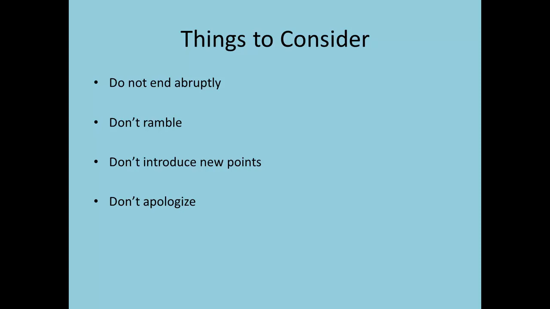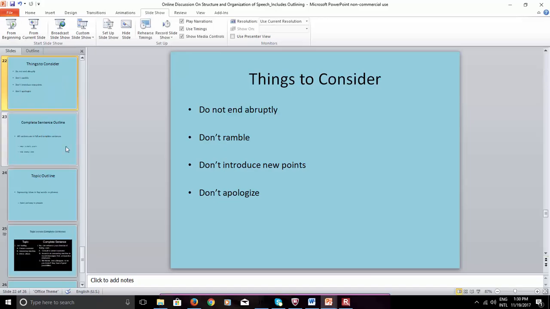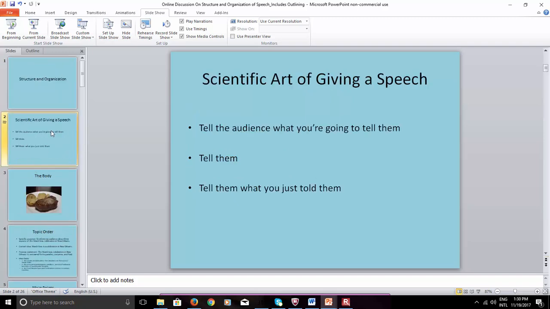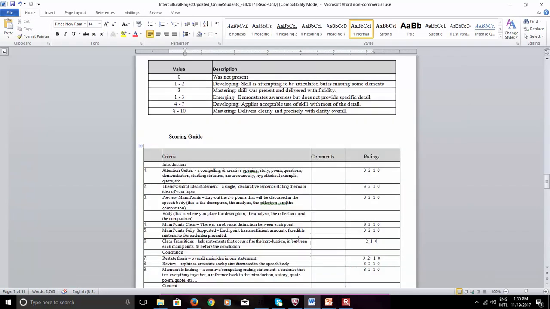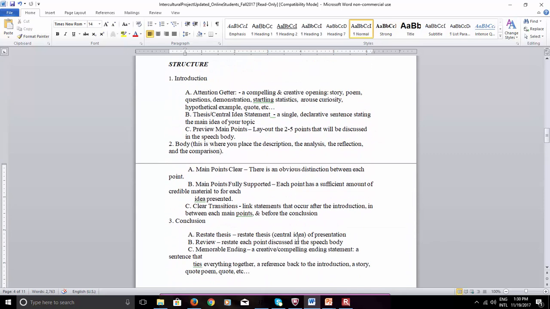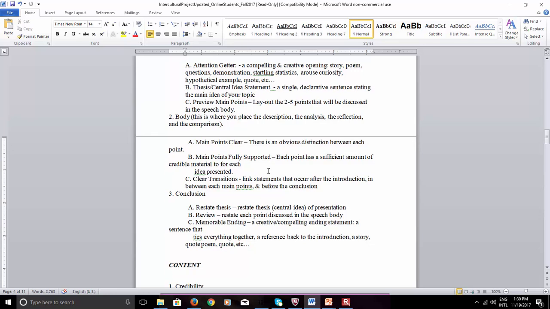So when we look at the introduction, body, and conclusion, the things that we just talked about, telling the audience what you're going to tell them, what you just told them, let's look at that as it relates to the guidelines of the assignment. In the introduction, I request that you have your attention getter, your thesis or central idea, your preview of main points, that your body has the description, analysis, reflection, and comparison. Those are your main points.